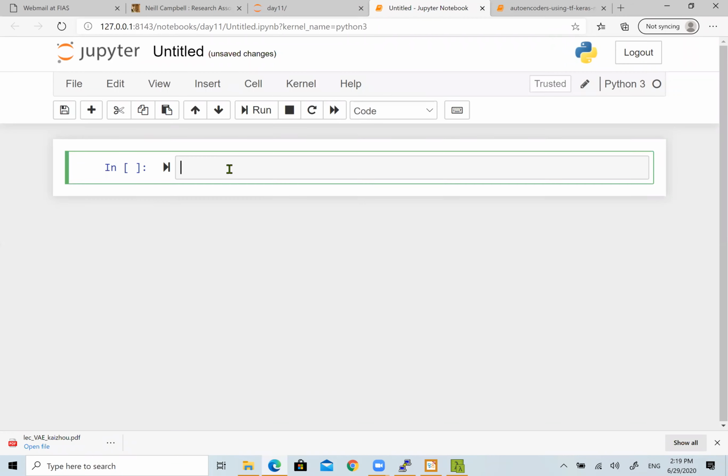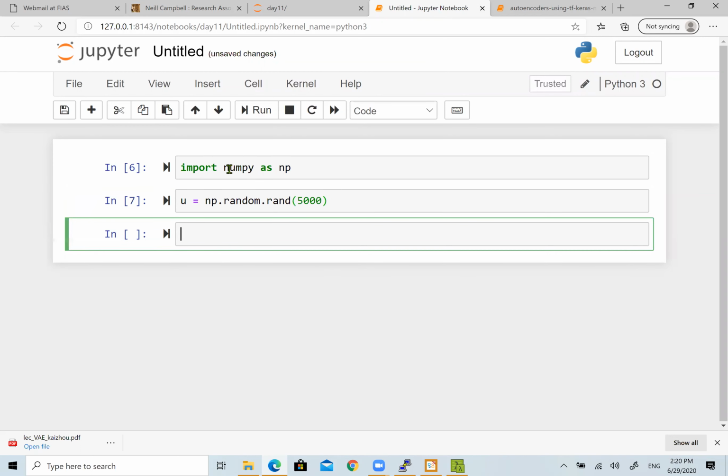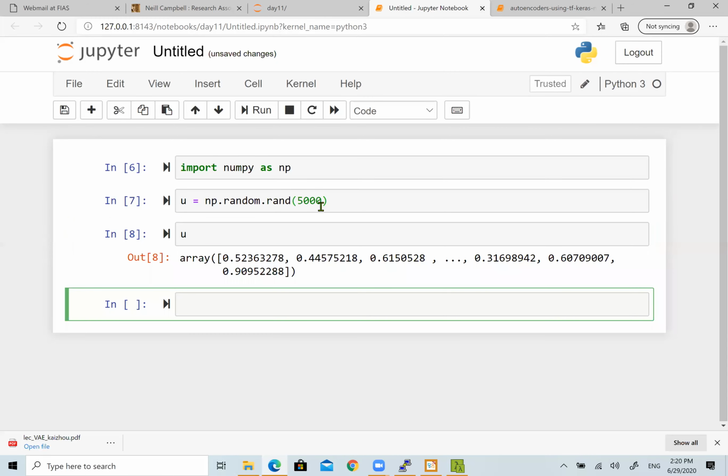So let's randomly generate some stuff. Let's call it U, right? So in NumPy, you already have this random generator. That's random.random. And the argument, you can specify how many events you want to generate. Let's specify, let's say 5,000. So U would be a randomly generated vector according to this uniform distribution. So the length would be 5,000.